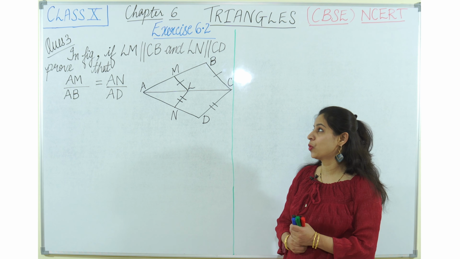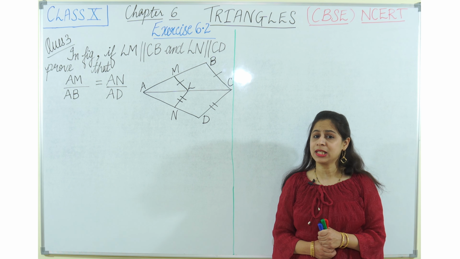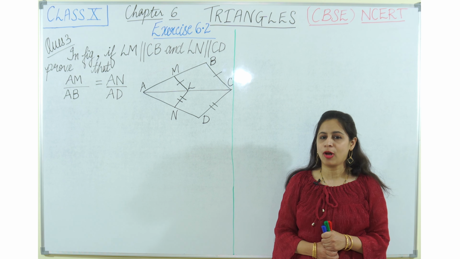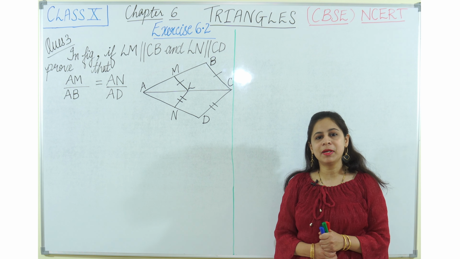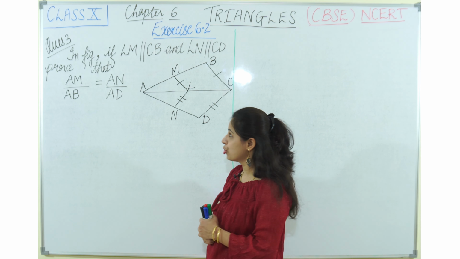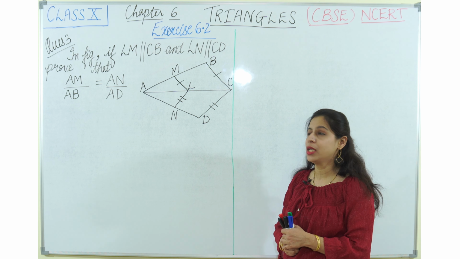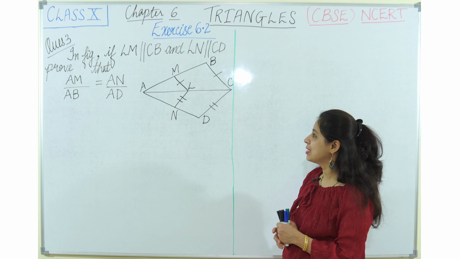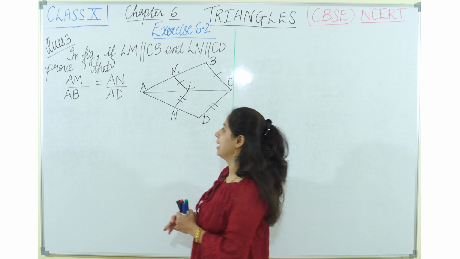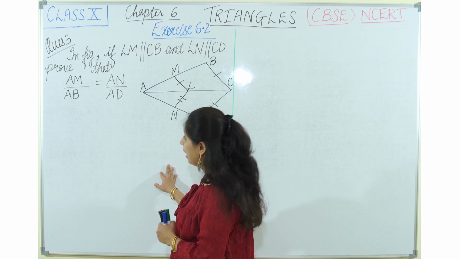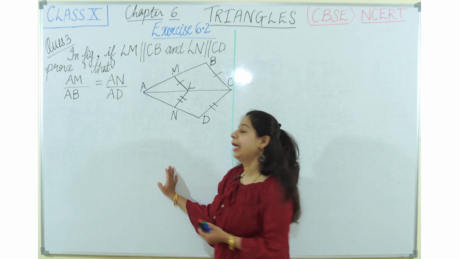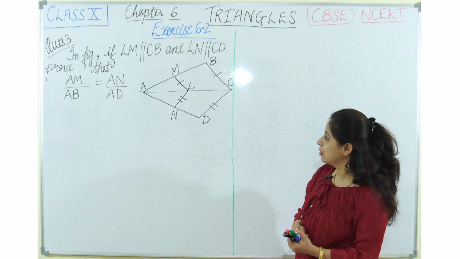So let us start with question number 3 of exercise 6.2 of chapter 6, Triangles, for class 10 CBSE NCERT. The question says: in the figure, if LM is parallel to CB and LN is parallel to CD, then we need to prove that AM upon AB is equal to AN upon AD. So the figure is given to us.